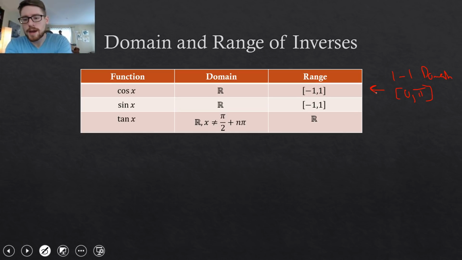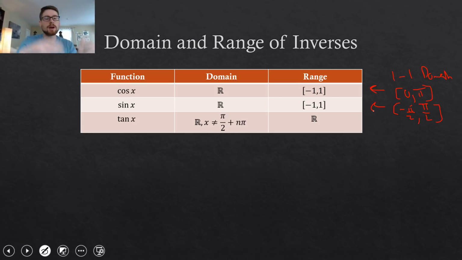Sine of x's domain was from -pi/2 to pi/2. And so the sine's domain in practice is all real numbers, but in order to have it be one-to-one, we have to go down to that smaller domain of -pi/2 to pi/2. Its range is also -1 to 1, so we'll see that show up in the inverse function's domain.